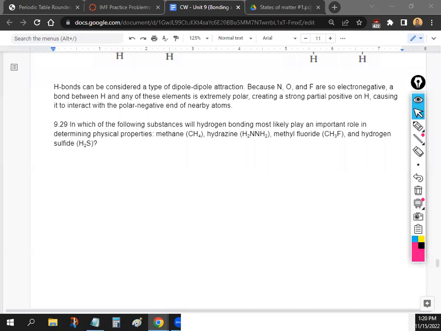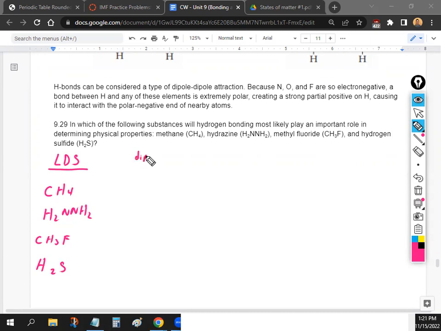Okay, so let's take a look at these compounds. Let's go by IMF because we're learning about the order of the strength, right? So London dispersion forces, they all have London dispersion forces, right? So methane has London dispersion forces, hydrazine has London dispersion forces, methyl fluoride has London dispersion forces, and hydrogen sulfide has London dispersion forces, okay?